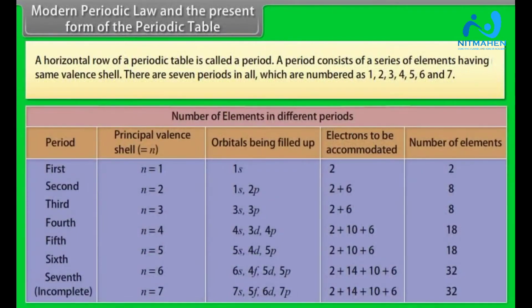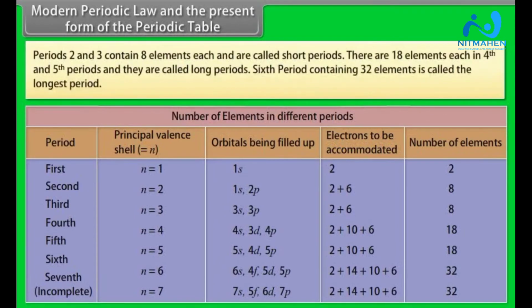There are 7 periods in all, which are numbered as 1, 2, 3, 4, 5, 6 and 7. Periods 2 and 3 contain 8 elements each and are called short periods. There are 18 elements each in 4th and 5th periods, and they are called long periods. 6th period, containing 32 elements, is called the longest period.